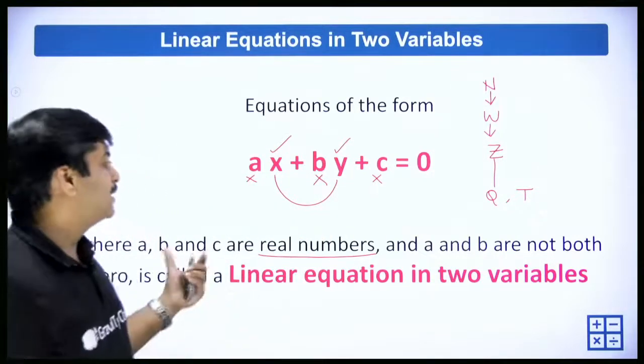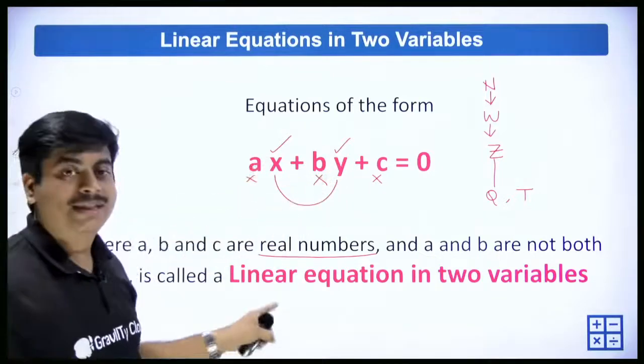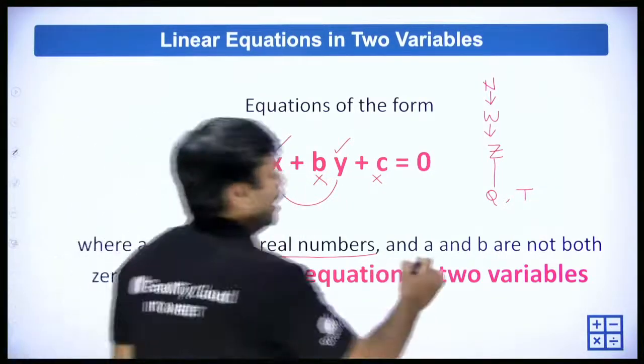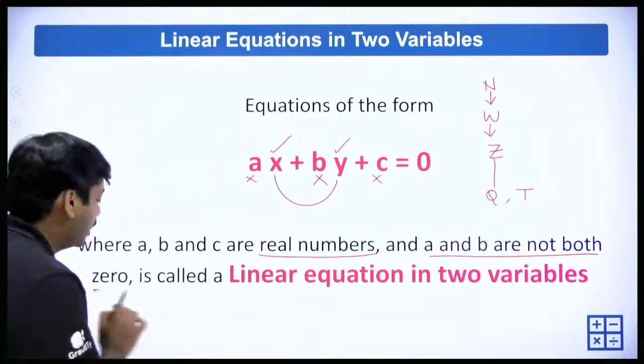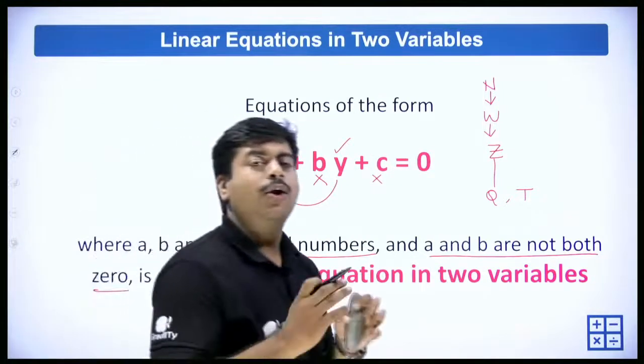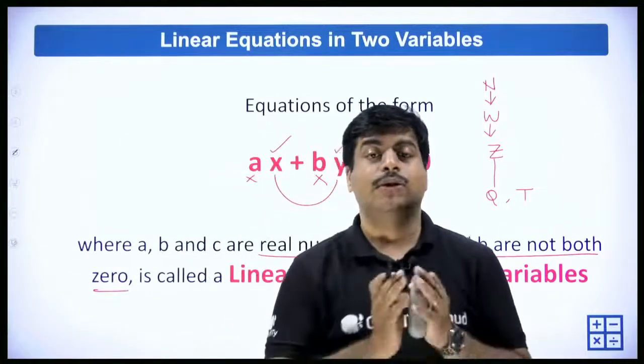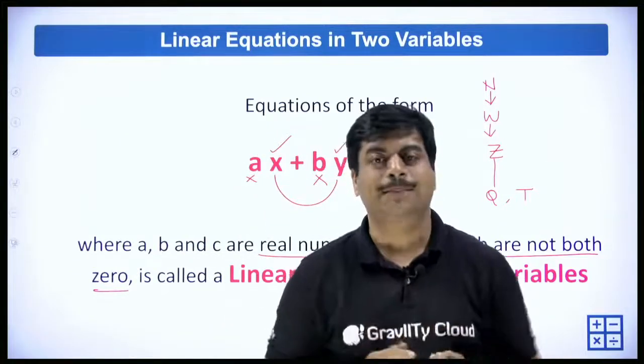So the values of a, b, c should be real numbers, and a and b are not both 0. What do you mean by not both 0? That means both of them should not be equal to 0 at the same time.